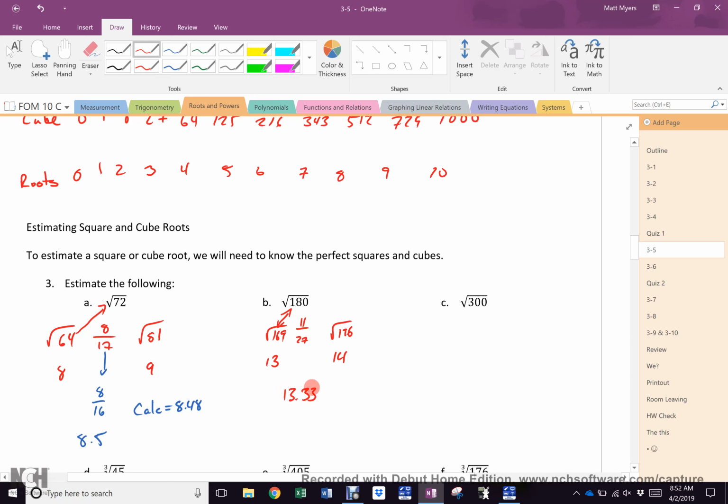What's the calculator give you? Because 1/3 is really 0.3333333. 13.4. We're guessing 13.3. Good enough to know if your answer is right at the end of all your work? I think so. What about 300?